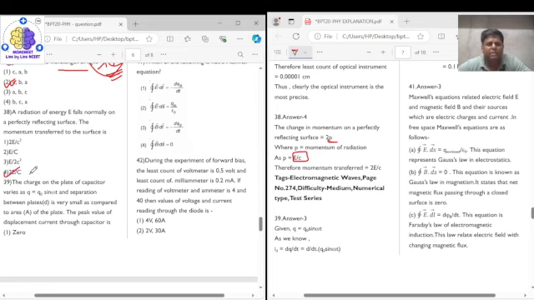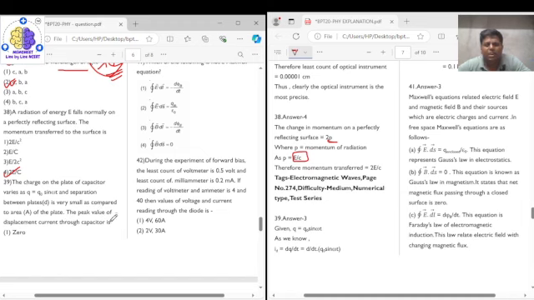Coming to question number 39, the charge on the plate of a capacitor varies as Q is equal to Q naught sin omega t, and the separation between the plates D is very small compared to the area of the plates. The peak value of the displacement current through the capacitor is.